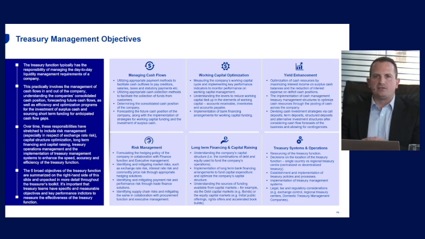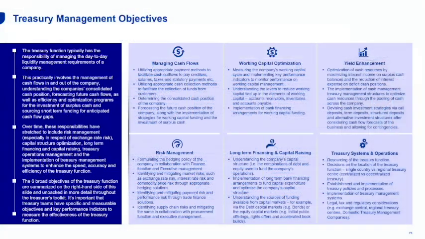And then our last objective is treasury systems and operations. And this looks at the actual day-to-day running of the treasury operation. It looks at the operating model for the treasury. So is it an in-house treasury or an outsourced treasury? Is it a centralized or decentralized treasury? It also looks at what are the key performance indicators, the goals and objectives of the treasury. And then, of course, there's also certain legal, tax, and compliance regulations that need to be taken into account. For example, exchange control regulations that need to be taken into account.